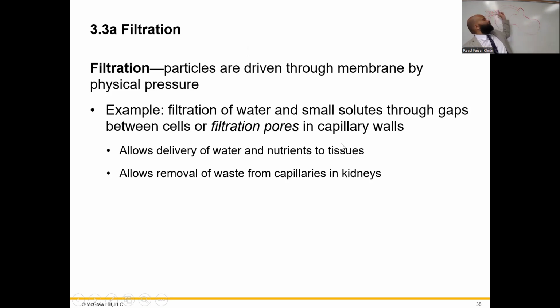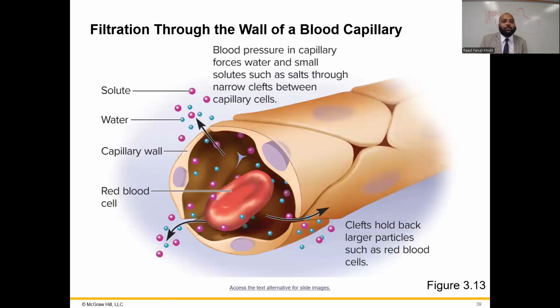These are the filtration pores in your capillary wall. Another example, we said between the cells. So water goes also between the gaps of the cells. This is known as transcytosis. You see, that's what I drew up there. That is now representing for us filtration through the wall of a blood capillary.